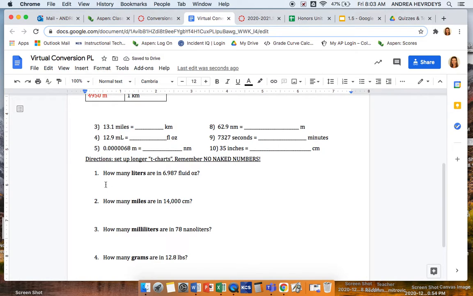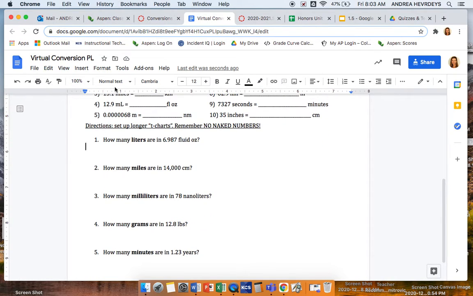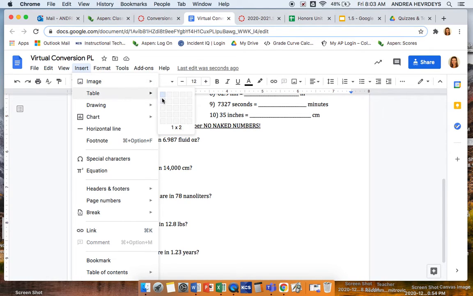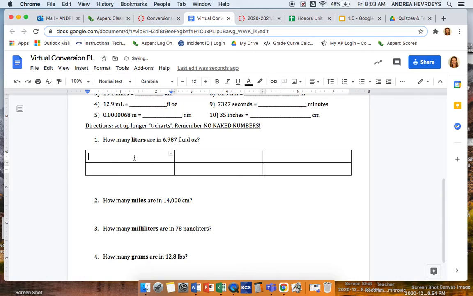That is 3 units that you need to go to. So I'm going to insert a table. This time I'm going to make it 3 long so that I have a spot to put my given, 6.987 fluid ounces. I can cancel out fluid ounces below and go to milliliters using the conversion factor at the top of the page. Then I can cancel out milliliters and go to liters to answer the question. It's a longer T-chart. It takes more boxes.